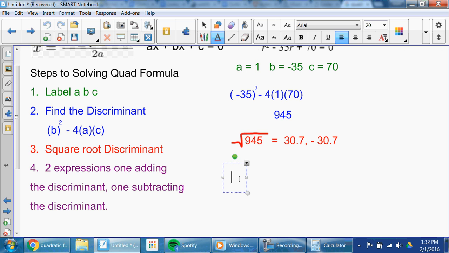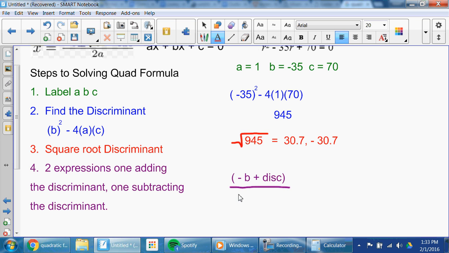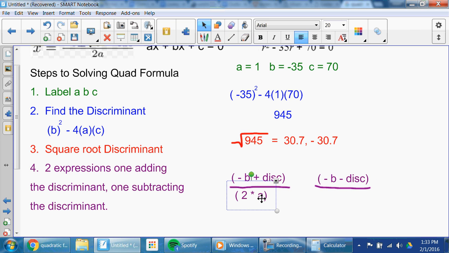So I'm going to do my next one. When I do this, we do the opposite of B plus the discriminant, and we are going to divide that by 2 times A. Okay, so that's the first thing that we've got to do. The second thing we do is almost exactly like that with one minor adjustment. We do the opposite of B minus the discriminant, and we do that over 2 times A as well.